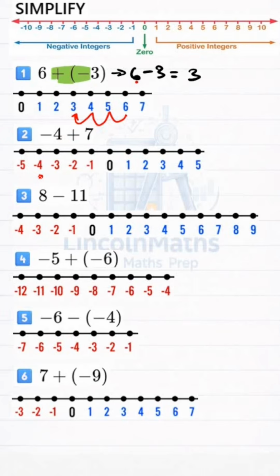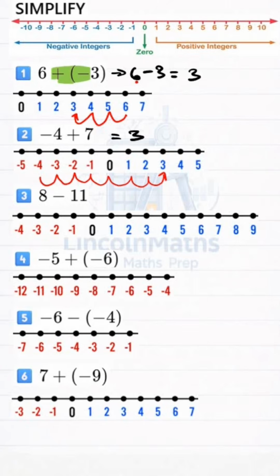Alright guys, so 1, 2, 3, 4, 5, 6, 7. So negative 4 plus 7 gives us a positive 3. So this is a positive 3. So the number line is just a simple way of how we can solve these problems without confusion.